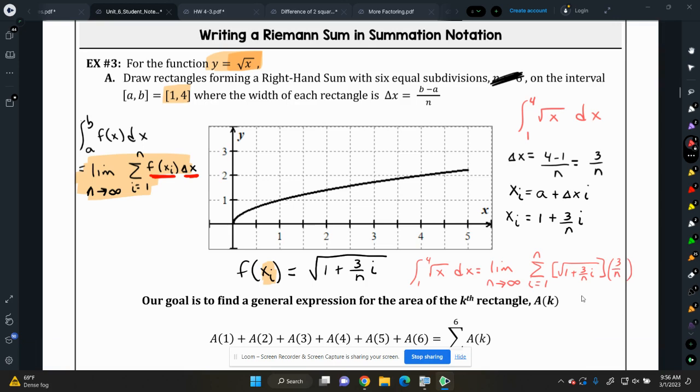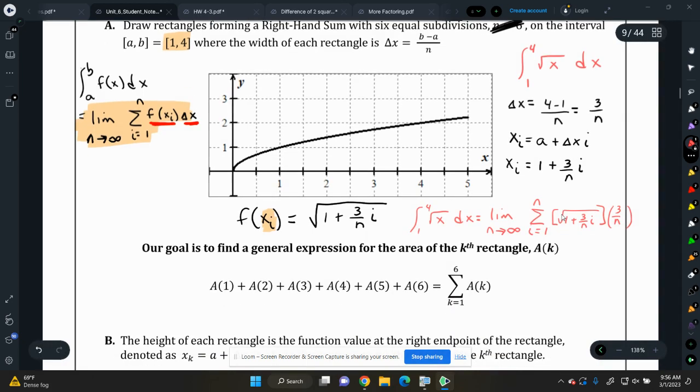And that's it. Do you have to write it with the brackets like that in order for it to be correct, or can you just put the f of and then that? Is that correct notation? So you could write it as 3 over n times the square root of 1 plus 3 over n i. You could write it like that.